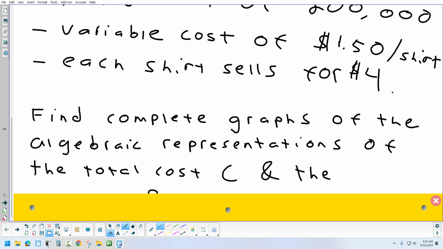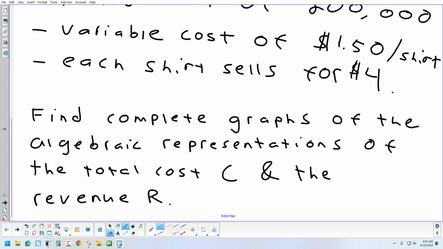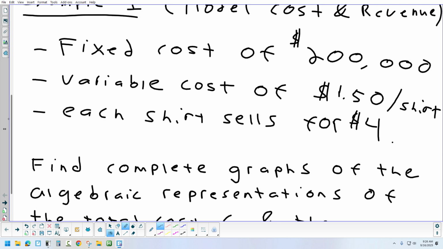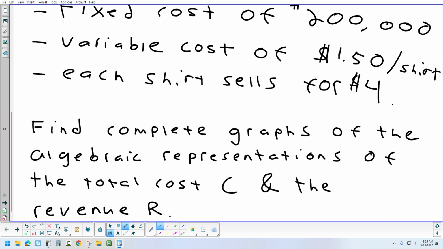Okay, so let's find complete graphs of the equations for cost and revenue. We're going to need a variable here. What's our independent variable going to represent? Yep, the number of shirts that are made and sold. We'll assume if they make the shirt, they sell the shirt. Maybe this is a company that only makes the product when they get an order. So whatever they make, they sell.